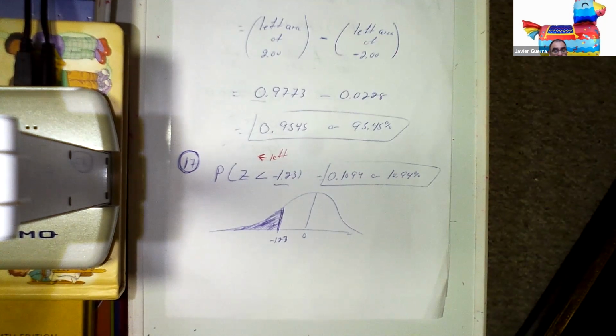Questions, ladies? Do you have questions? The one that's the difficult one is the in between. Just remember, you have to look up the two left areas for the two Z numbers. The other ones are easy. Less than is left, greater than is right. So you have to remember.